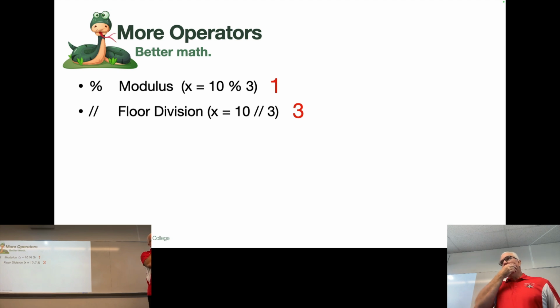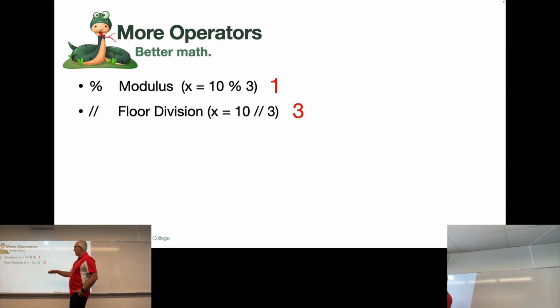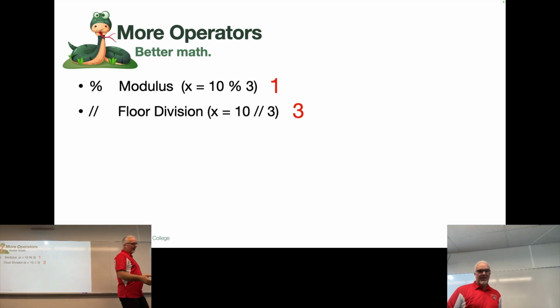Let's say I have a problem where I need to know if the number 17 will go into the number 6,842 evenly. If I use modulus, if I say the big number divided by 17, and the answer is 0, then I know that that goes in evenly. If the answer is anything other than 0, then I know it doesn't.